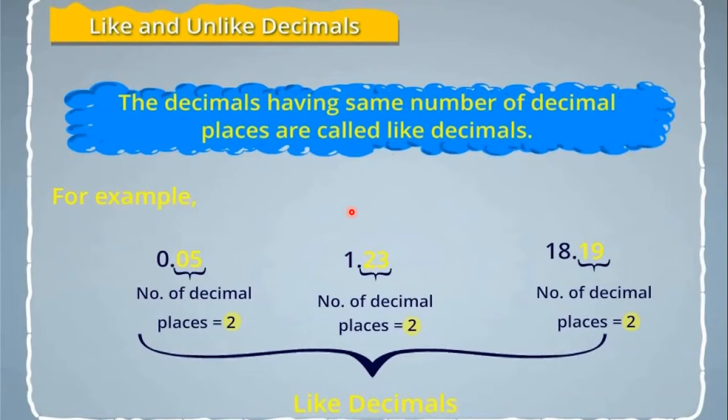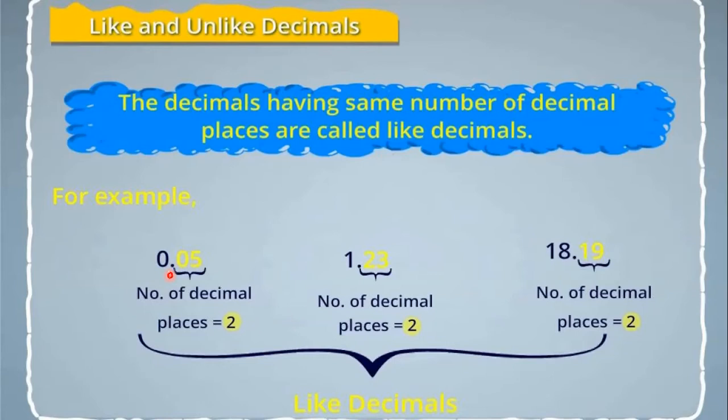Now next, like and unlike decimals. What is a like decimal? Decimals having the same number of decimal places are called like decimals. For example, can you see 3 numbers back to back? 0.05, 1.23, 18.19. Here I have not read the number 18.19. How will I read? Eighteen point one nine. Now what was the question? Like or unlike? This is like.